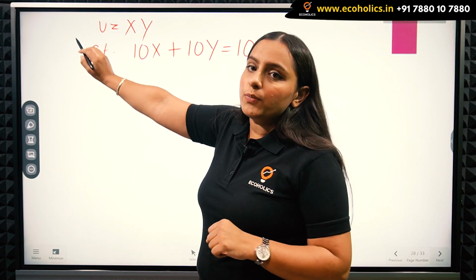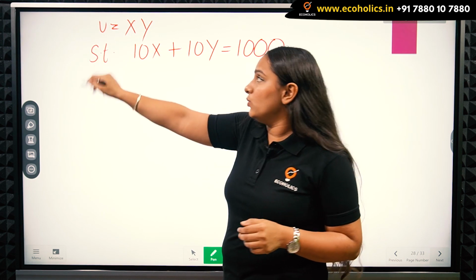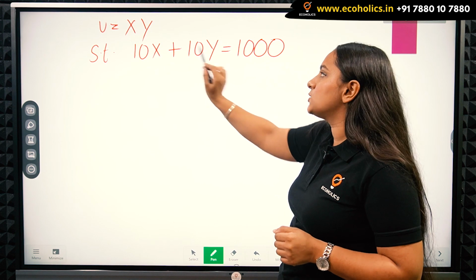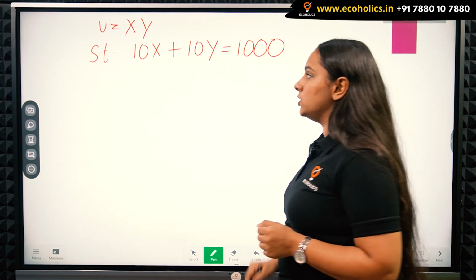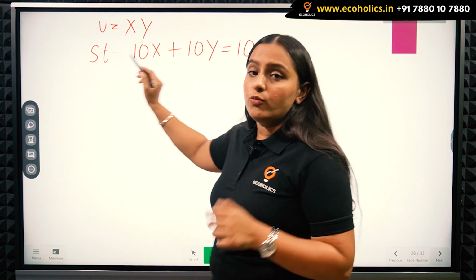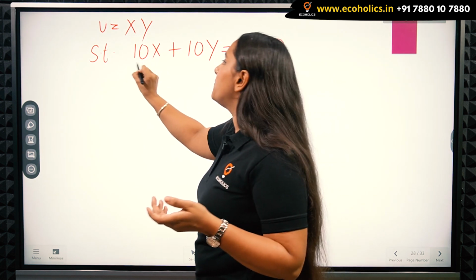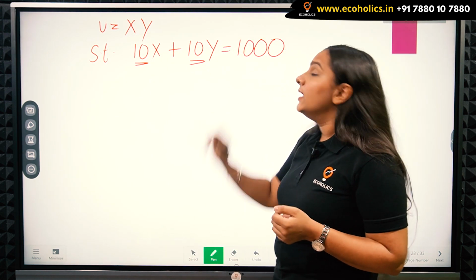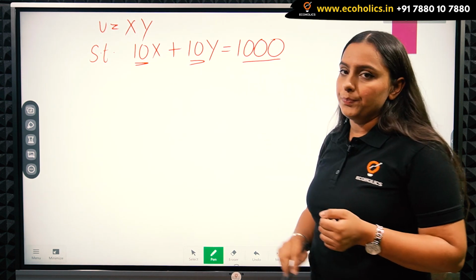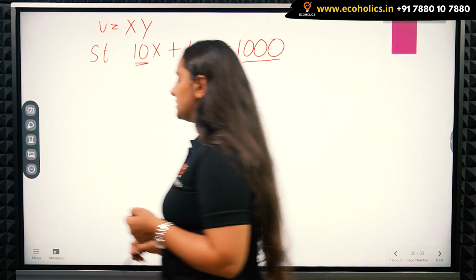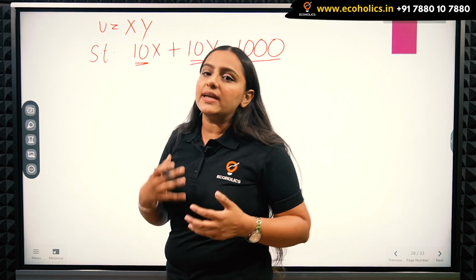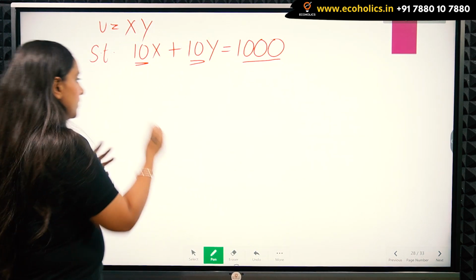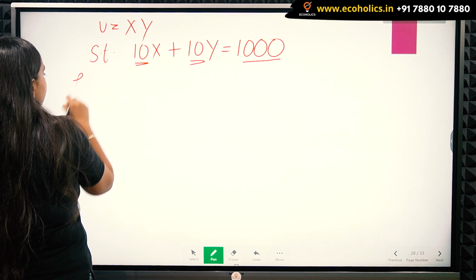This is the information given to us by our question, where utility is equal to x into y and the budget constraint is 10x plus 10y equals 1000. From this budget constraint, I can read off that this is the price of my good x, this is the price of my good y, and this is my income. So how will I maximize this? I will first set up a Lagrange multiplier and use the Lagrange method.